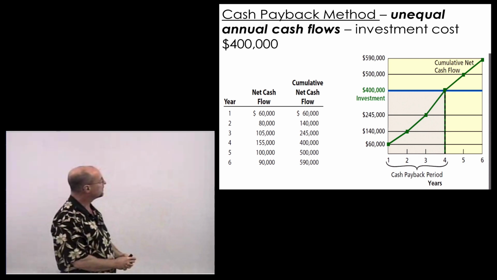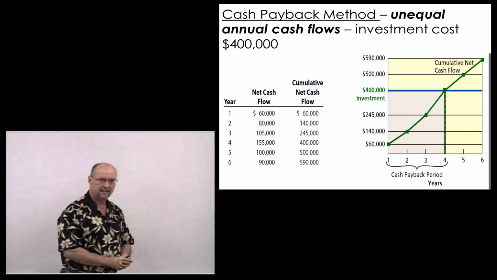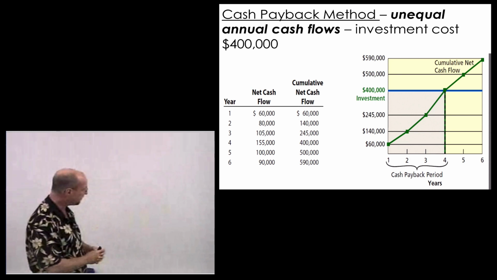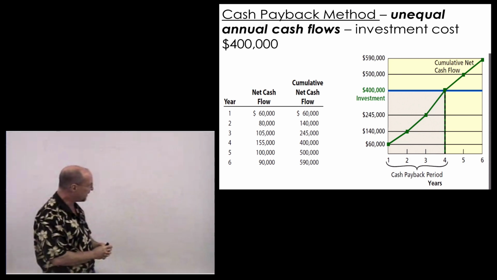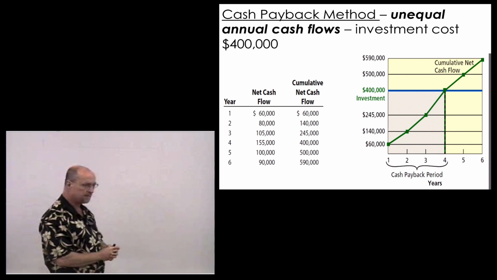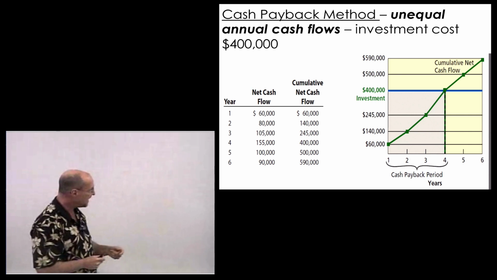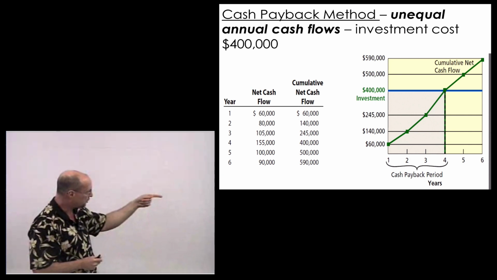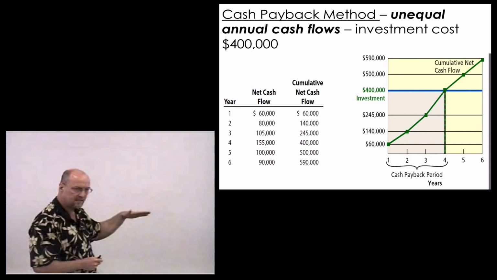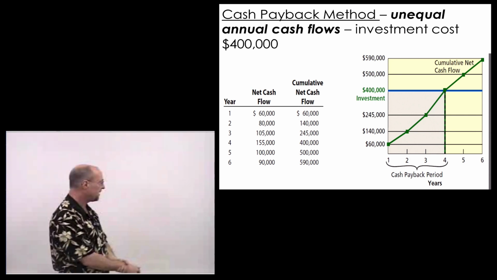Now, the cash payback method can have unequal cash flows. In this example, notice in year 1 I expect $60,000 in cash flow. In year 2, $80,000. Year 3, $105,000, then $155,000, $190,000, etc. The way we determine when we'll recover the initial investment using the cash payback period is we add up the cash flows each year and find out at what point it equals the cost of the investment.